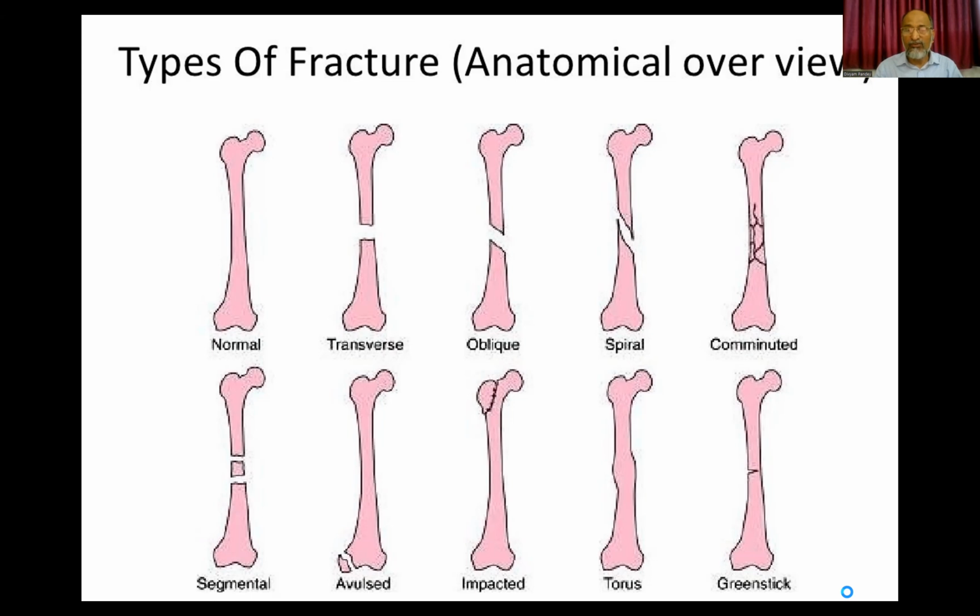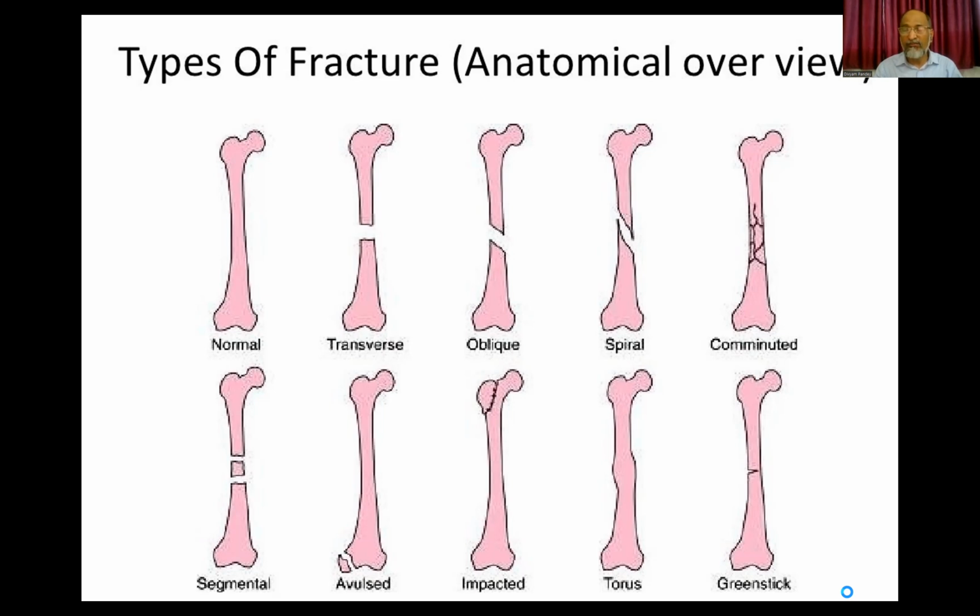Then you have a torus fracture, which usually occurs in children, where a clear-cut break in the cortex is not seen, but there is a thickening because of excessive compression or twisting. There is some amount of thickened cortex, which is not normal looking. It looks weakened, but it is thickened. The circumference is more than the fragments above and below.